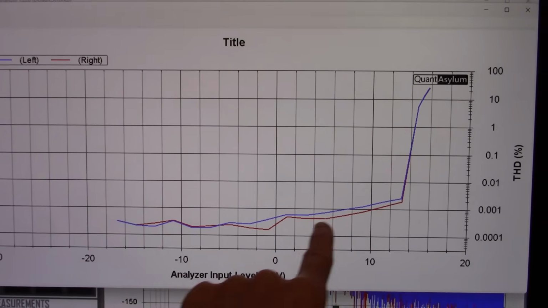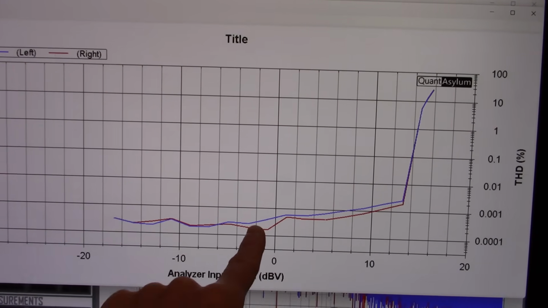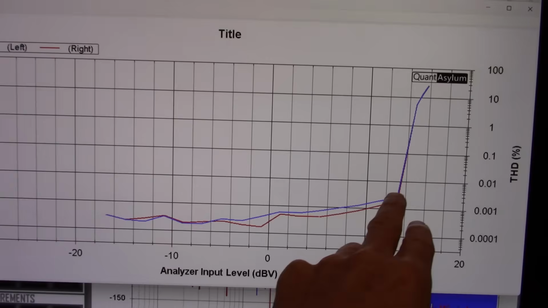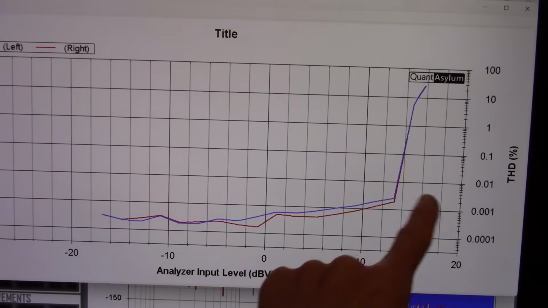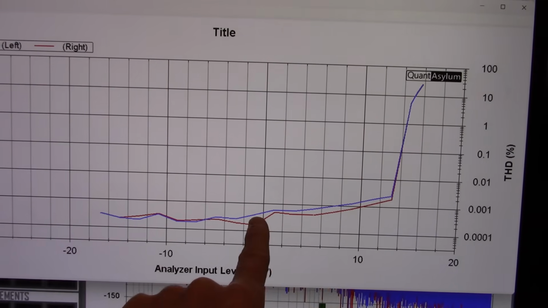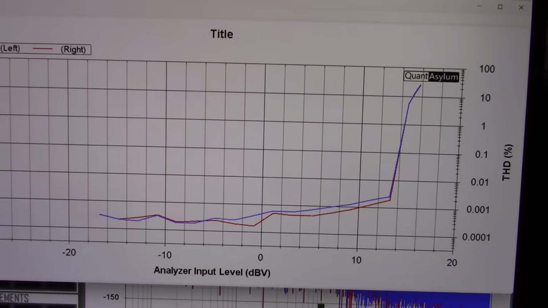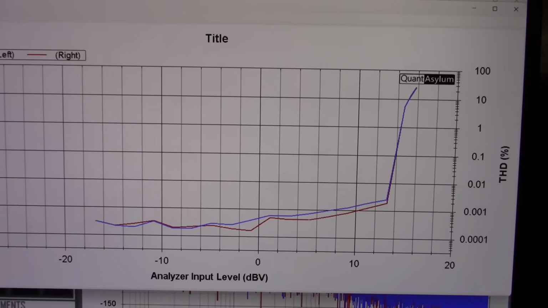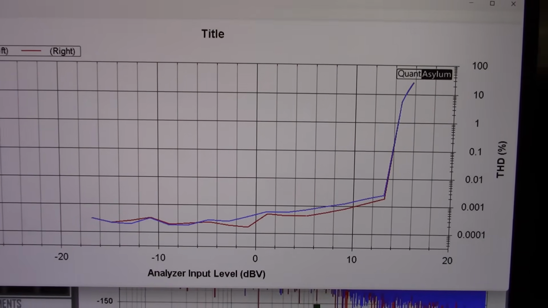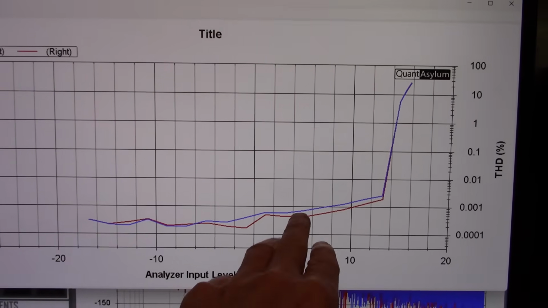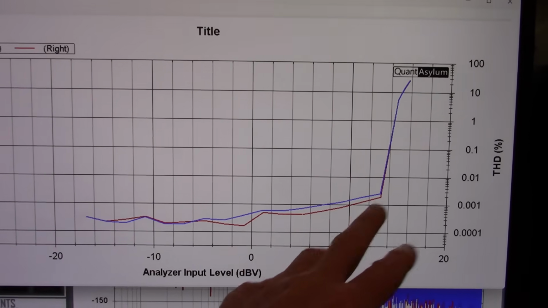This region I would call your dynamic headroom. And yeah, we have plenty of it. This goes up to about 13 decibels or so of headroom there. 13 dBV. So yeah, no problem with headroom with this thing, because about any amp you connect this to would be clipping well before that point.